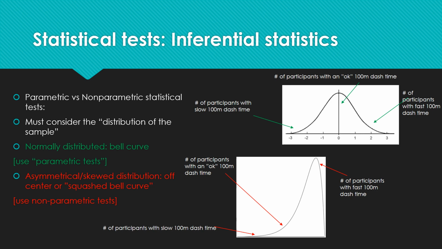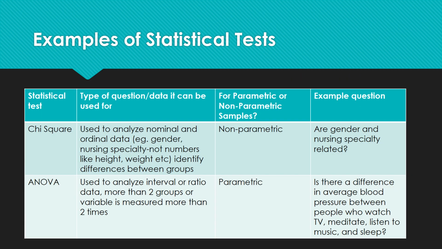So as you might expect, different tests can be used for normally distributed samples. These are called parametric tests. And other statistical tests are used for skewed or asymmetrically distributed samples, and these are called non-parametric tests. So let's look at some actual examples of specific statistical tests.